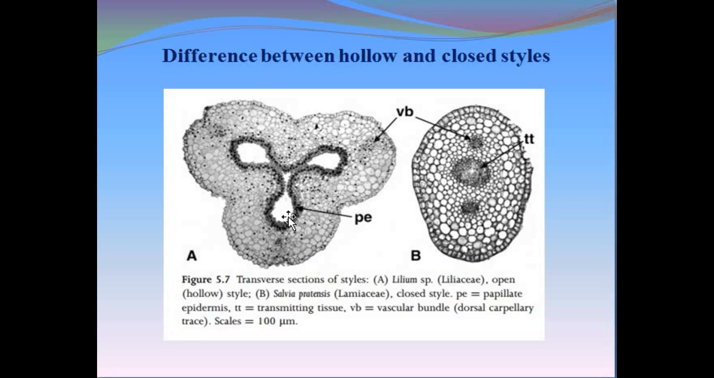In this diagram, we can find the difference between the hollow style and solid style, where diagram A indicates the transverse section of hollow style present in the monocot plant Lilium, which belongs to the family Liliaceae, where there is a hollow space through which the pollen tube can easily pass through, whereas in diagram B there is a solid mass of transmitting tissue through which the pollen tube should enter. So this is the difference between the hollow style, where there is a hollow space, and the solid style, where there is no hollow space.